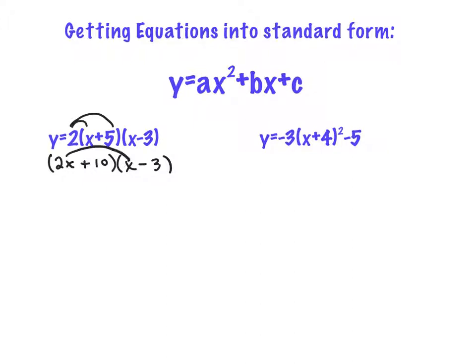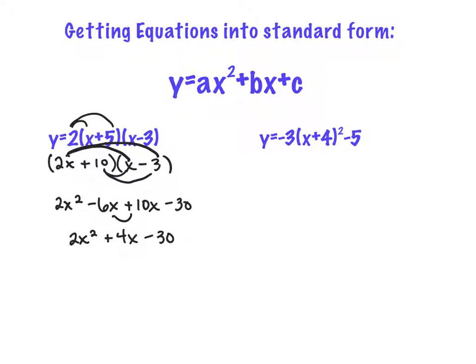I'm going to distribute using the FOIL method: first, outside, inside, last. So 2x times x is 2x squared. 2x times negative 3 is negative 6x. 10 times x is positive 10x. And 10 times negative 3 is negative 30. Then I need to combine my like terms. So 2x squared plus 4x minus 30. And then, of course, I want to have the y equals. So now I'm in standard form for that one.